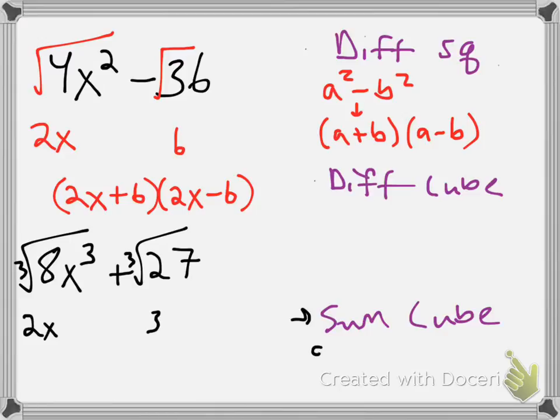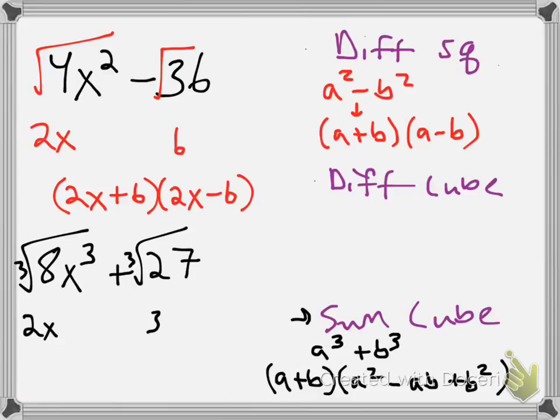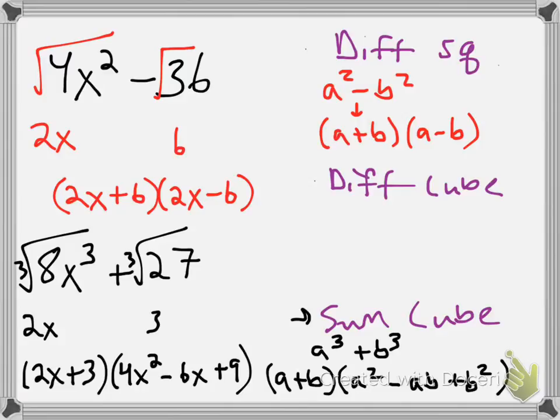And when that happens, when you have a cubed plus b cubed, it will always equal a plus b, a squared minus, it's always opposite, a times b plus b squared. So I know these factors are going to be 2x plus 3, 2x squared, which is 4x squared, minus 6x plus 9. And so you can see how you can kind of make these shortcuts. And in the next video where we start to solve, this will become important.